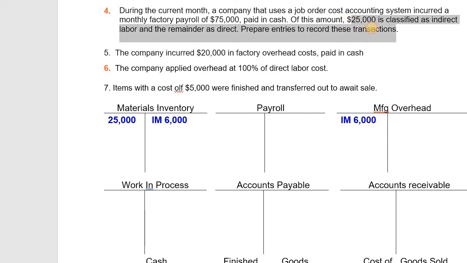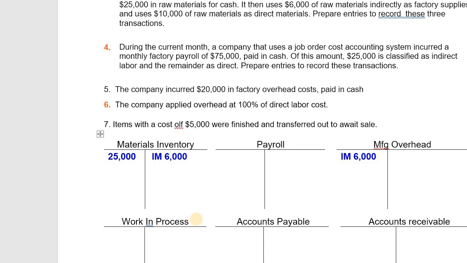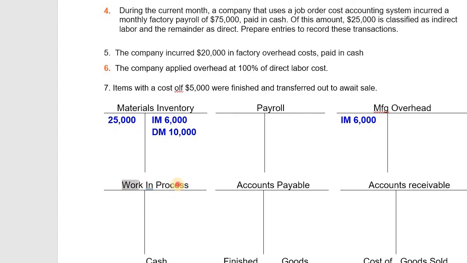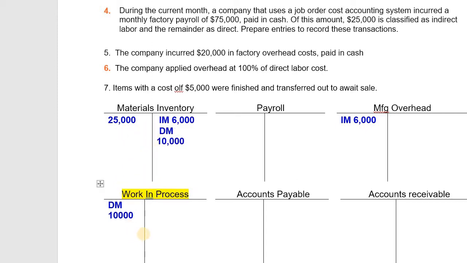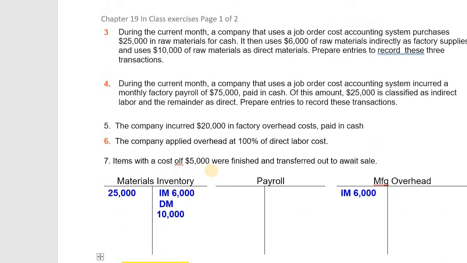What else happened? Wait a minute, I'm doing the wrong one. $10,000 of raw materials as direct materials. So we're going to take $10,000 of direct materials out of here, and we accumulate our direct stuff down here in work in process. So here comes our direct materials into work in process. I wonder if I can scoot that over a little bit. There we go. Oh, wrong one. Close. A little more. There we go. So that's number 3.